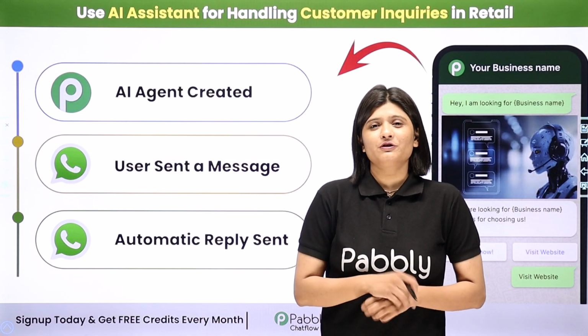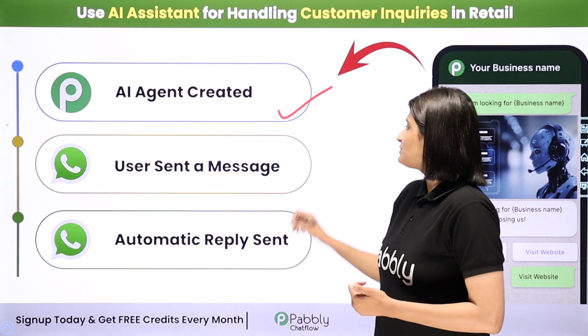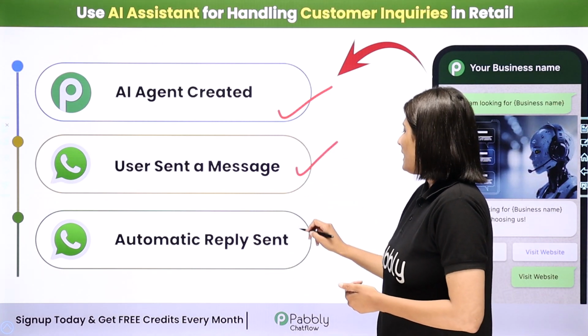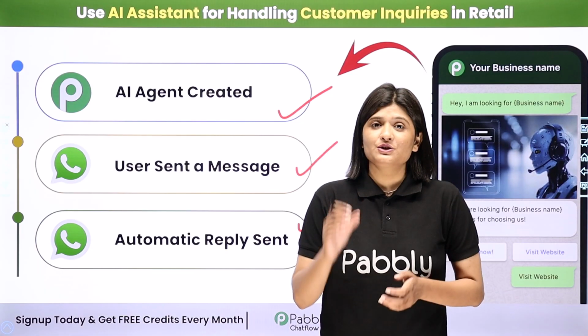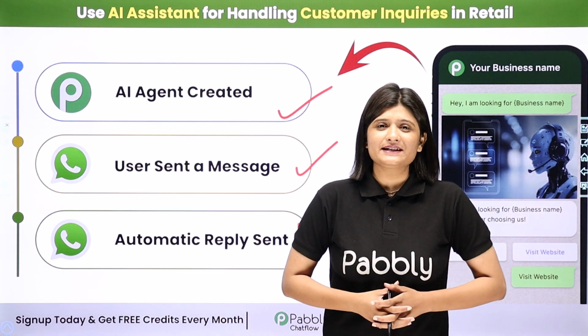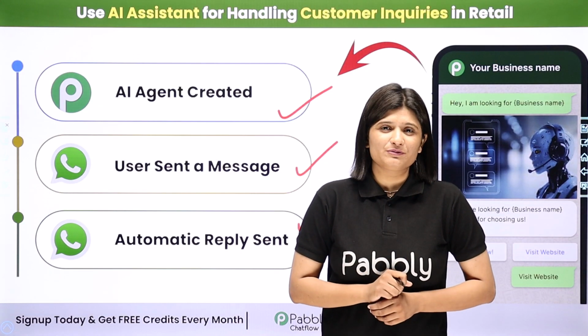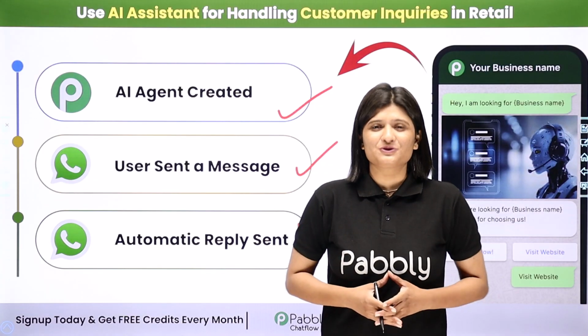Now here, with the help of Pabbly Chatflow, I have created an AI agent, and as soon as a user sends me a message, automatically the reply will be sent to this user based on the query which they have asked for. Now if you want to learn the step-by-step process of how you can create this AI agent and WhatsApp chatbot with the help of Pabbly Chatflow, then let me take you all to my screen.